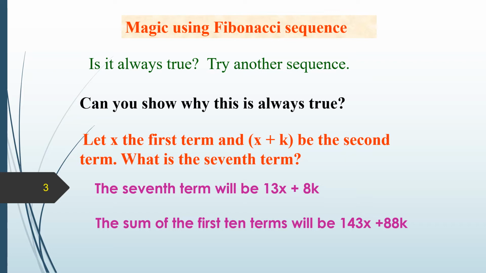That is why whatever may be their Fibonacci sequence, when they multiply the 7th term by 11, they will get the sum of the first 10 terms of their sequence.